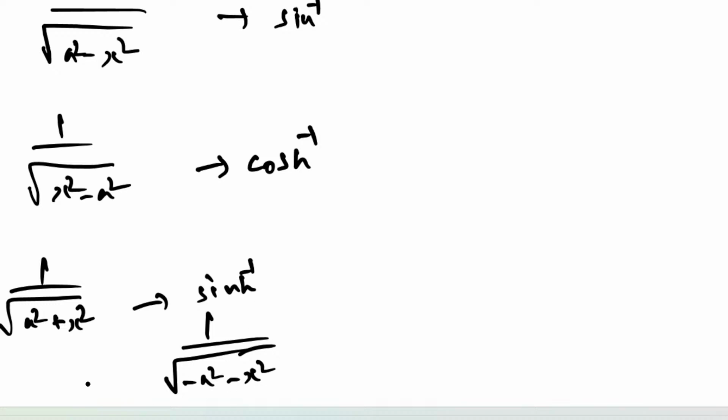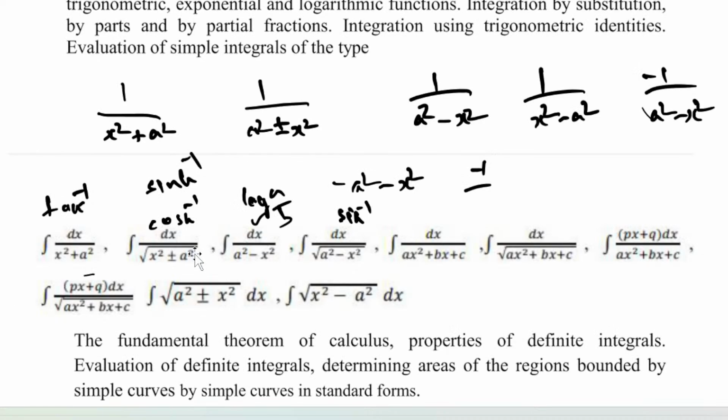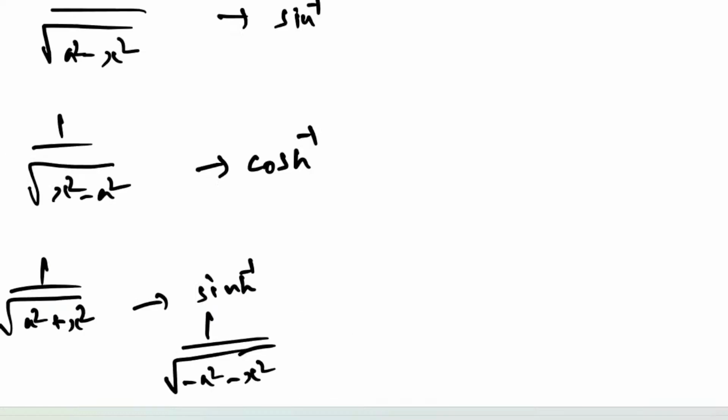What about this? This is not given. In this syllabus also, this is not given: root of minus x square minus a square. Why is it not given? Because a square is always positive, x square is always positive, so it becomes the root of a negative number. That's why this is not there. Understood now?